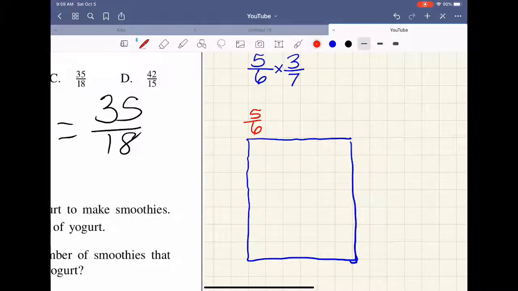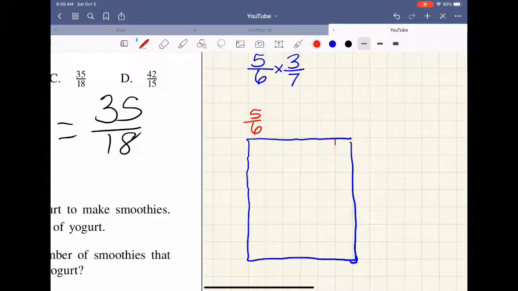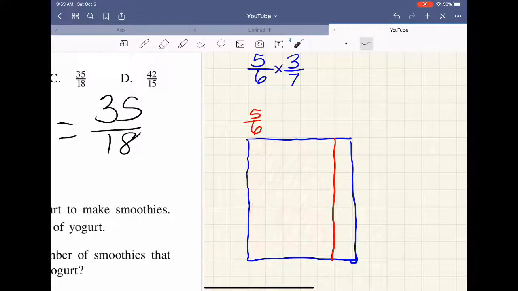So I'm going to kind of separate that with the red now. So just imagine that I'm only thinking about this part here. 5/6. This part doesn't matter over here. That 1/6 doesn't matter.